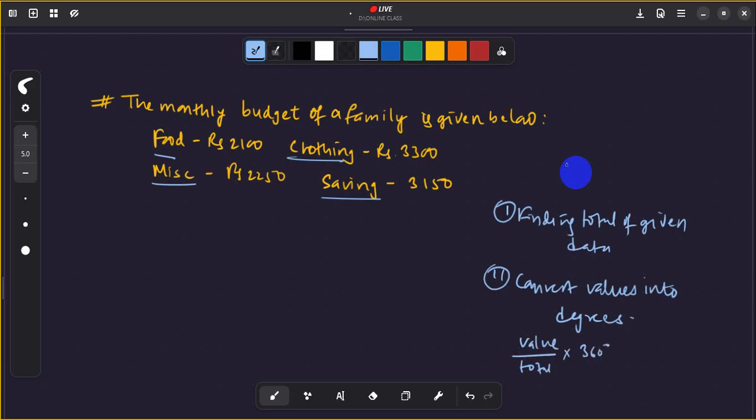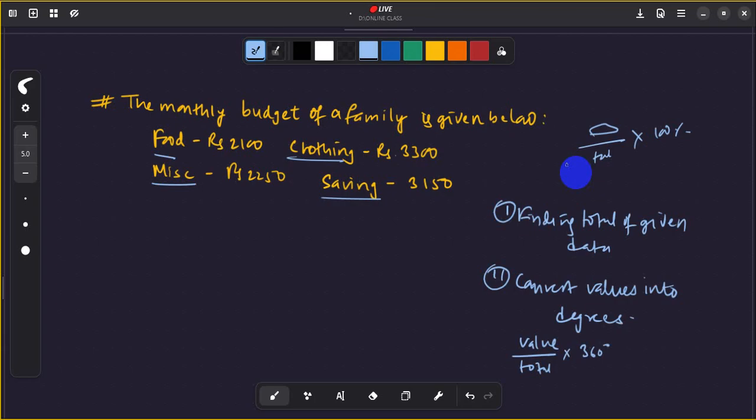Like when we convert into percentage, we divide the value by the total and multiply by 100%. In the same way, to convert into degrees, we multiply by 360 degrees, because we are going to represent it in a pie chart, meaning a circle. A circle contains 360 degrees in total, which is why we multiply by 360 degrees.